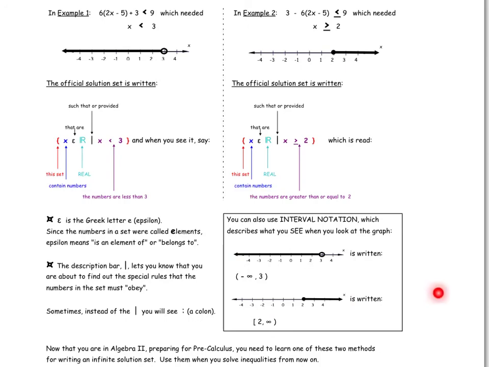From now on in Algebra 2, whenever you work on a problem that's an inequality and has an infinite solution, you're going to write your official solution set either using set builder notation or interval notation, whichever of the two you prefer. But going back to the olden days where you just said x is less than 3 or x is bigger than or equal to 2, those days are gone, so say bye-bye.